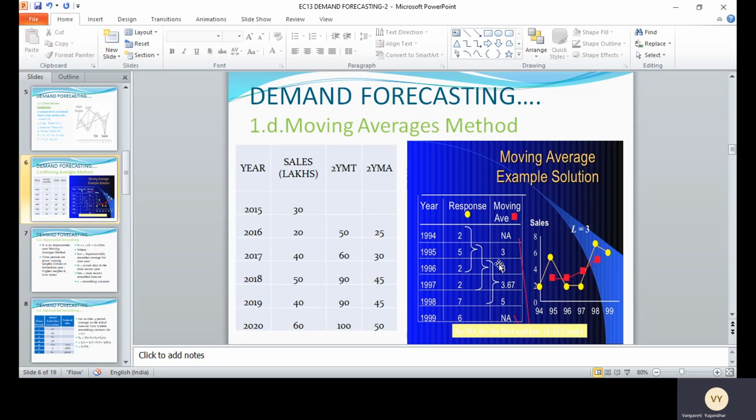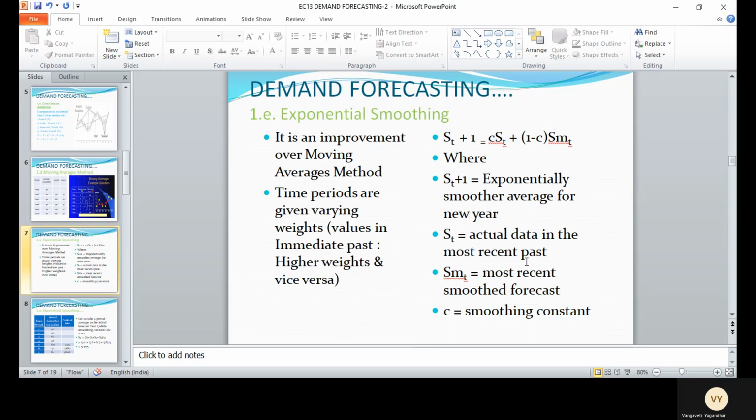Similarly, for 3 years, on the right side of the diagram you can see for 3 years. For the first 3 years, 2 plus 5 plus 2, 9. 9 divided by 3, 3. Next one, 5 plus 2 plus 2, again 9, divided by 3, 3. Next one, 2 plus 2 plus 7, 11, divided by 3, 3.67. Next, 2 plus 7 plus 6, 15 divided by 3, 5. So like that, we can use the moving averages method to forecast the demand.